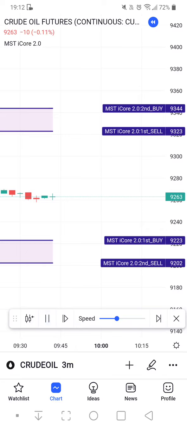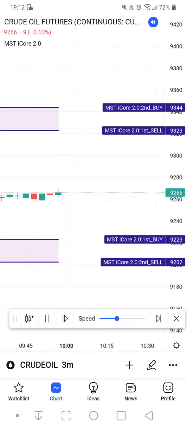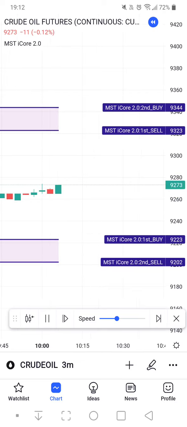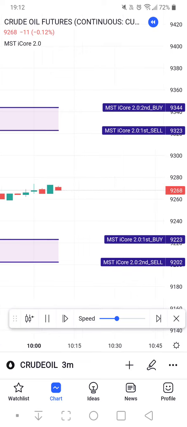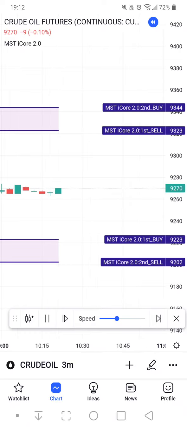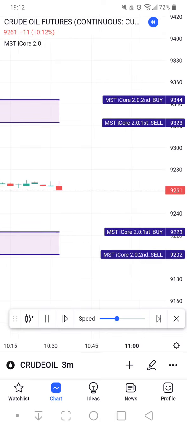Now I'm running the market. The market is in between the buy entry and sell entry. If the market is in between the buy entry and sell entry, it is called a no trading zone. When it comes to our first buy entry, then buy zone will be activated. If it is going to first sell entry, that is 9323, our sell will be activated. In between, there should be no trade. Whichever side gets activated, only that side we have to trade, other side we have to ignore.